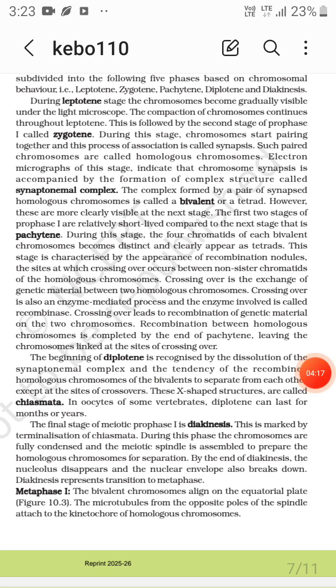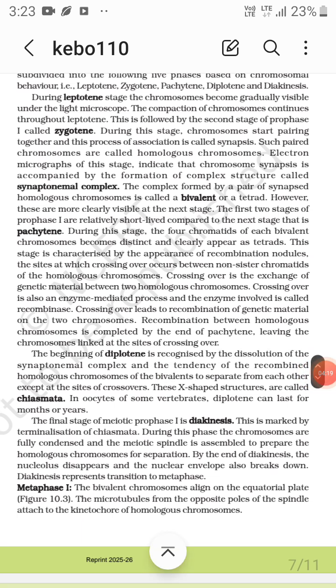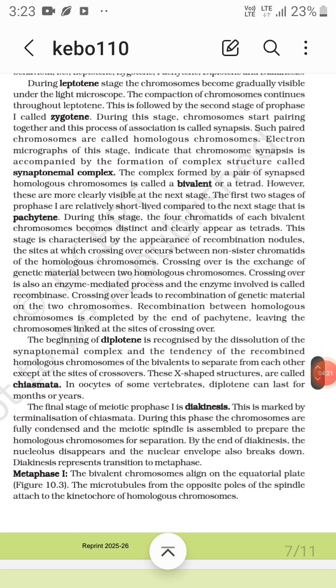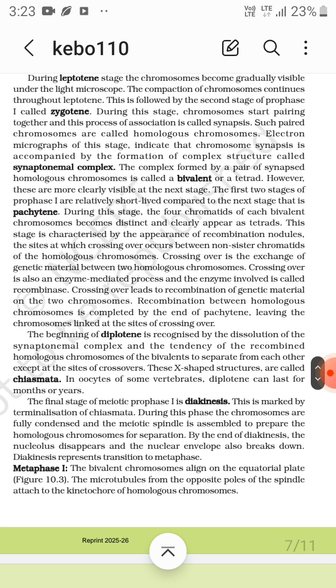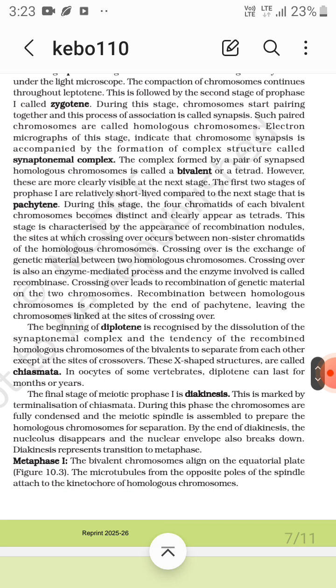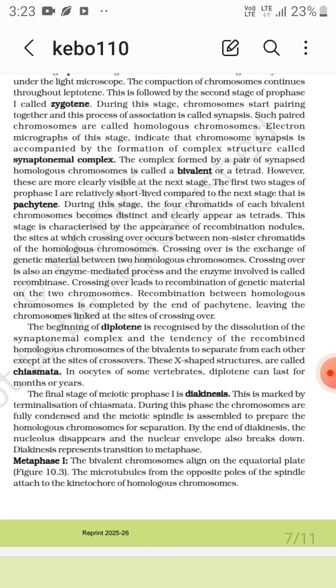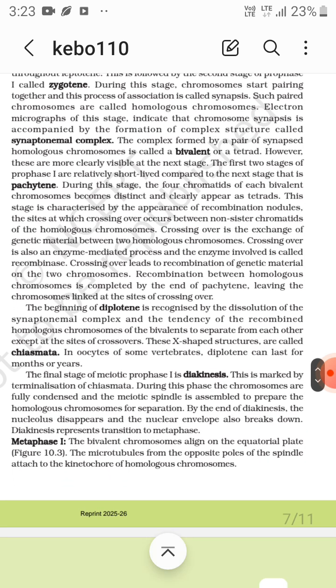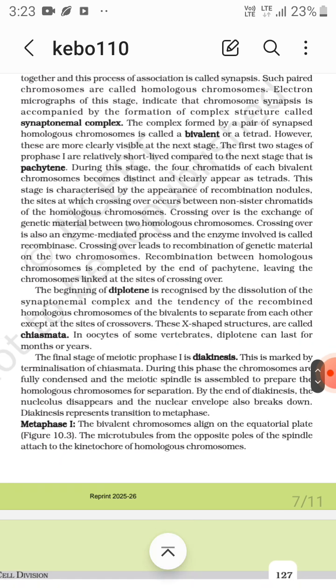Okay, the recombination nodules are the sites at which crossing over occurs between non-sister chromatids of the homologous chromosomes. Crossing over is the exchange of genetic material between 2 homologous chromosomes. Crossing over is also an enzyme-mediated process, and the enzyme involved is called the recombinase. Crossing over leads to the recombination of genetic material on the 2 chromosomes, right?